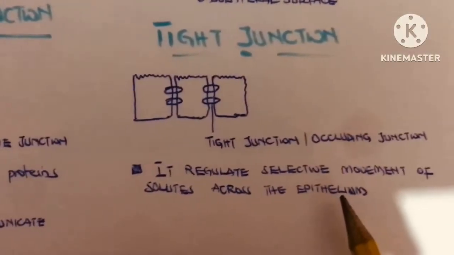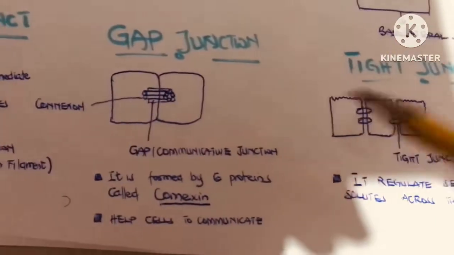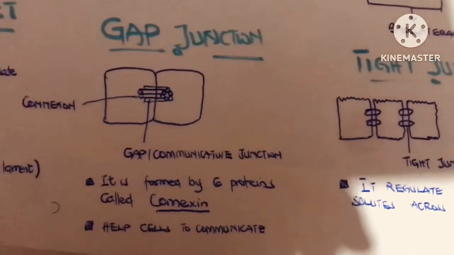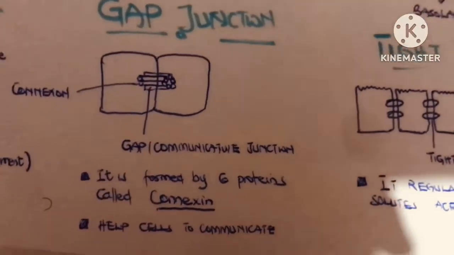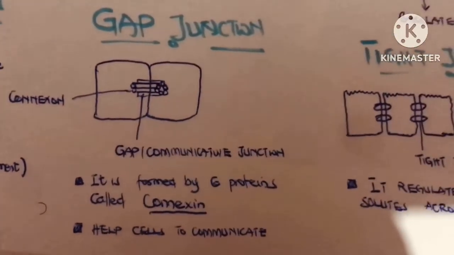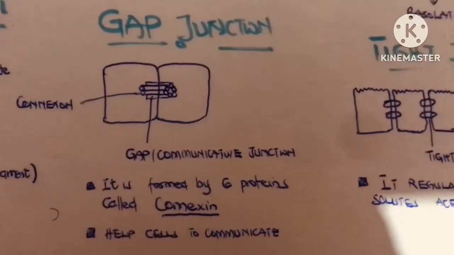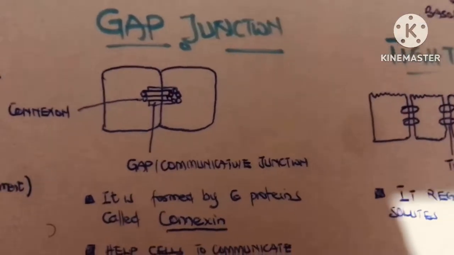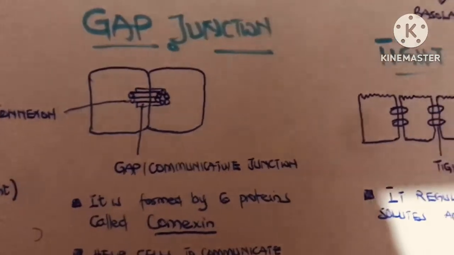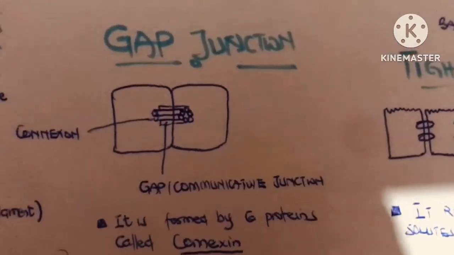Now let's look at the second one, called gap junction. This gap junction is also called the communicative junction because it helps in communication. It helps the cells to communicate, and cells communicate by the use of ions. You understand?